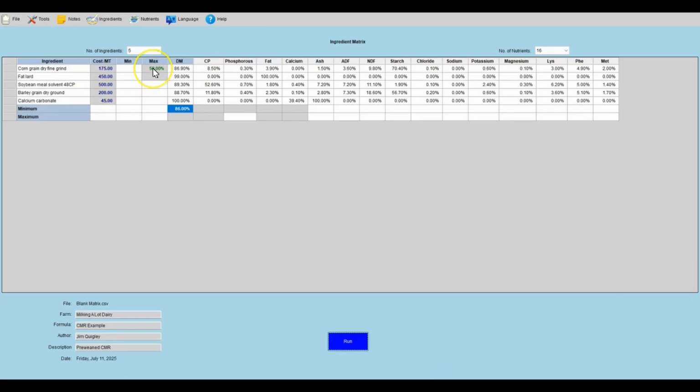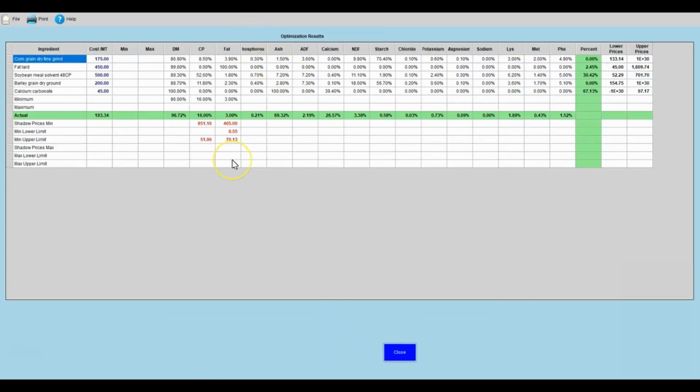To make the ration more realistic, I'll add a crude protein minimum of 16% and a fat minimum of 3%, along with the dry matter minimum. When I run the formulation, I get a feasible solution. Dry matter is well above the minimum, protein is exactly 16%.